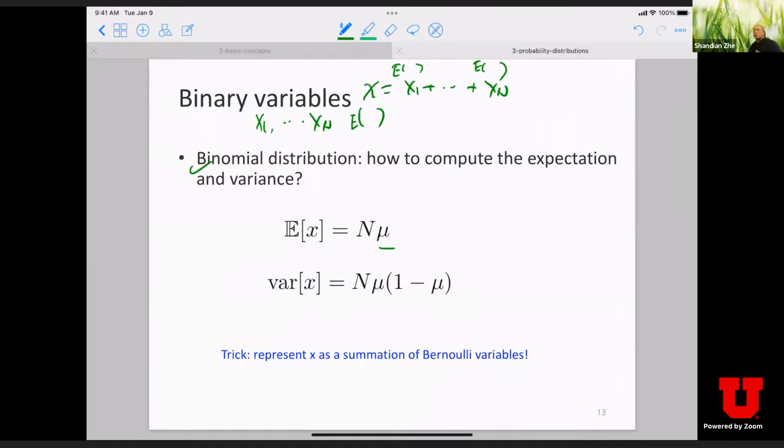Similarly, because the random variables x1 to xn are i.i.d., the variance of x is the summation of the variances of each individual experimental outcome, and each one is mu times 1 minus mu. You just add it n times, so you get n times mu times 1 minus mu. Any questions so far?